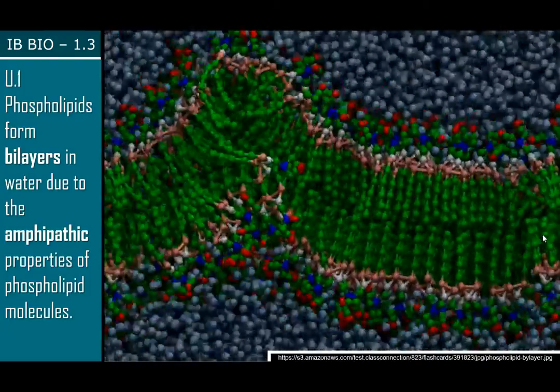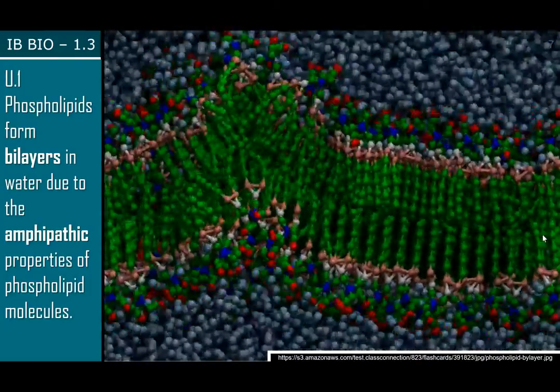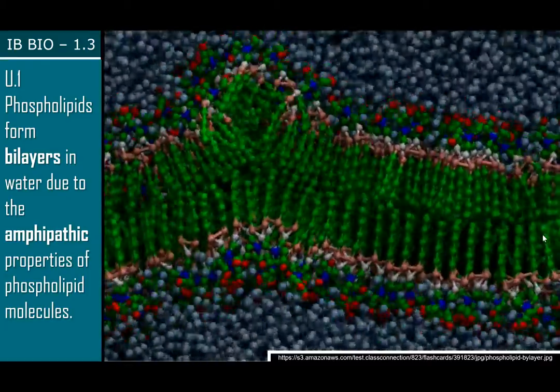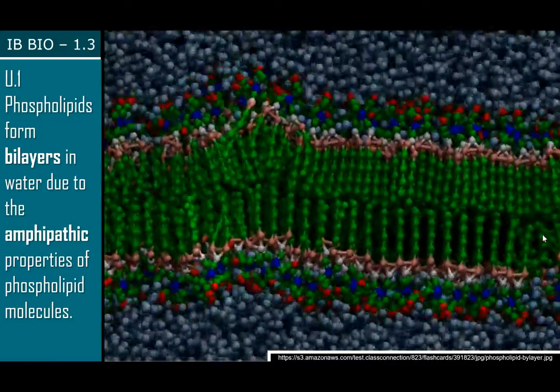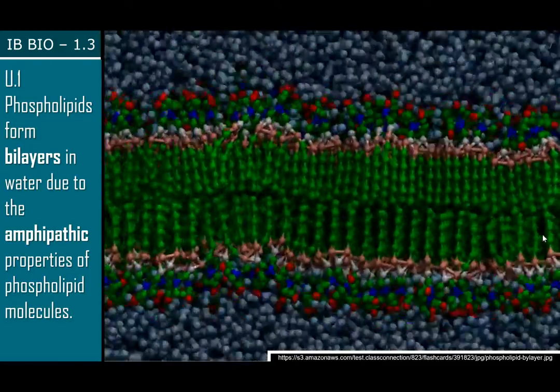There you go. And there you have it. Some pretty keen self-organization of a phospholipid bilayer.